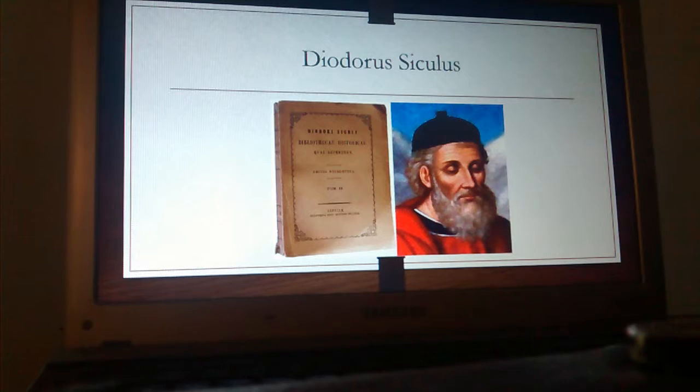Diodorus Siculus. Diodorus Siculus is a Greek historian and the author of the Universal History Bibliothèque, which means library in Greek. The time period ranged from the age of mythology that flourished in the 1st century BC to 60 BC. He was responsible for the first hieroglyphic writing.